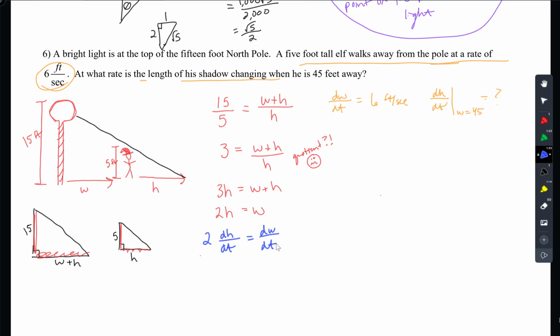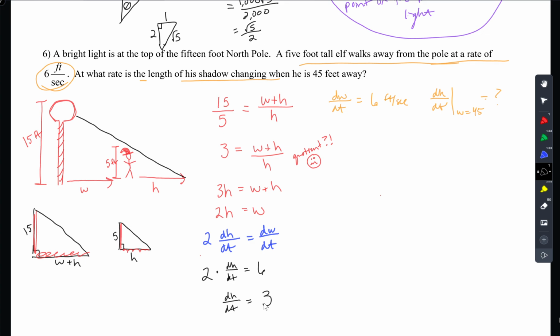So I get 2 times dH/dt. Okay, that didn't give me anything. And then dW/dt is 6. And I didn't even need the 45. Okay, that's going to give me anxiety, but it's fine. That's it. So dH/dt is 3 something.